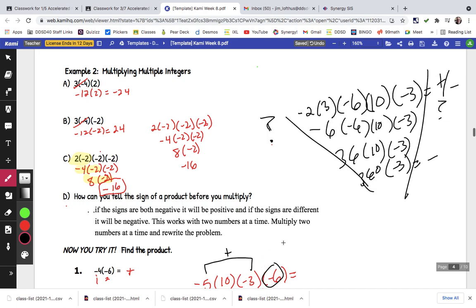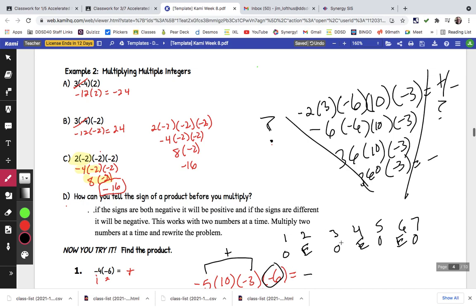So think of odds and evens. 1, 2, 3, 4, 5, 6, 7. This is odd, even, odd, even, odd, even, odd. So odds have pairs. Evens do not. So if there's an odd number of negatives, it's going to go back to negative.